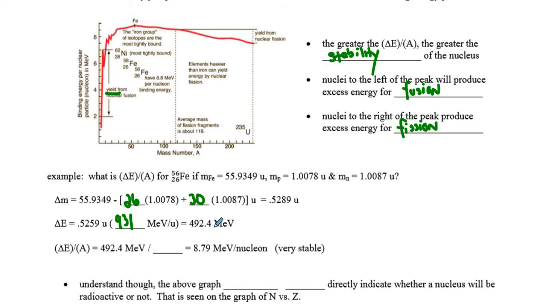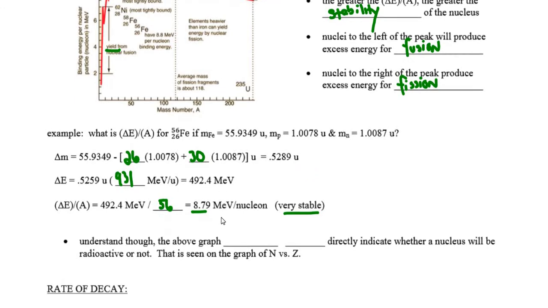492.4. And then if I want to find the binding energy per nucleon, I take that binding energy and divide it by the number of nucleons, in this case 56. And so I end up getting 8.79 MeV per nucleon, which is right at the peak of this graph. This is the most stable isotope that we know of.